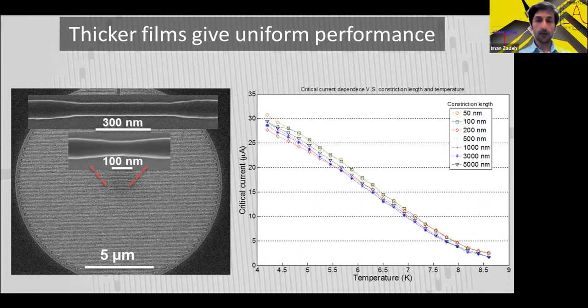But using this thicker film, we made this large detector, and the nanowire was otherwise 100 nanometer, except for a constriction, which was 70 nanometer, and we swept the length of this constriction from 50 nanometer to 5 micron. Earlier studies on thinner film showed that this would lead to reduced performance, but in this case, we didn't see a significant change in the critical current, no matter how long this constriction was.